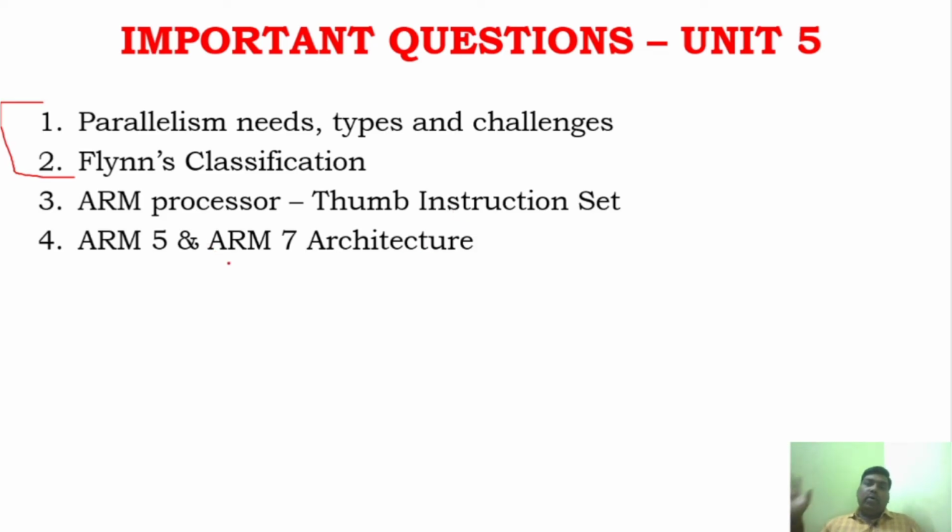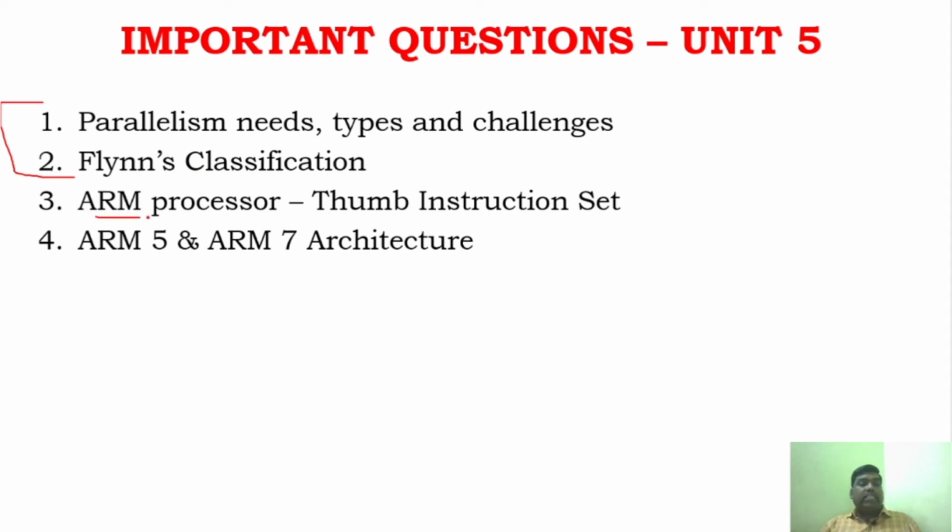There are more than 8 to 9 topics in the 5th unit, so they can be clubbed and asked. But definitely you will have questions from any of these 4 topics, so you will not be able to miss it. Parallelism, needs, strengths and challenges is very important. And Flynn classification is a very, very important question. More than 90% of the question papers have this question.